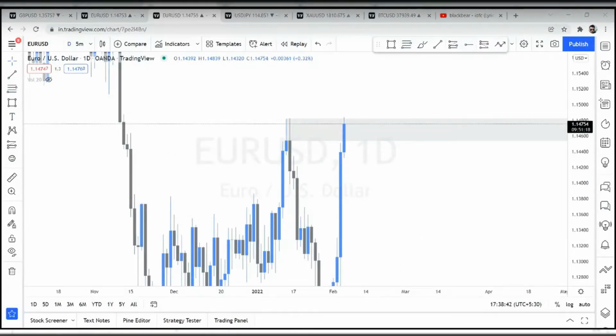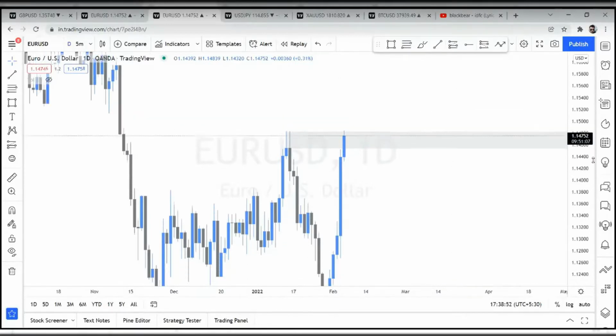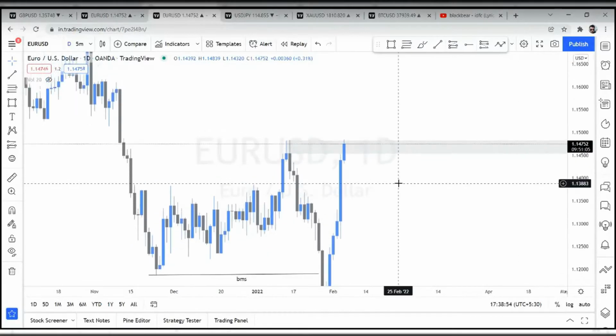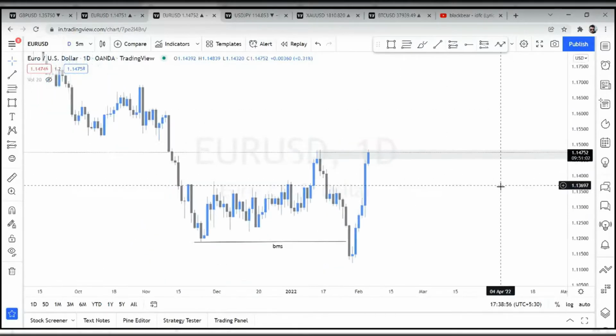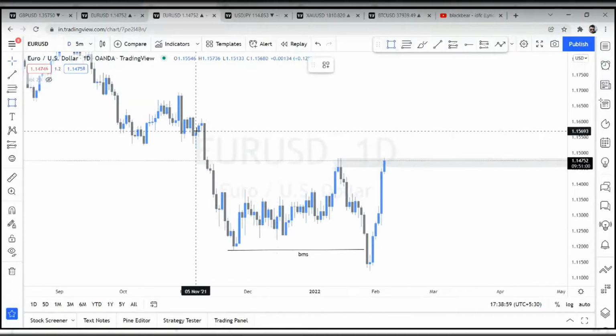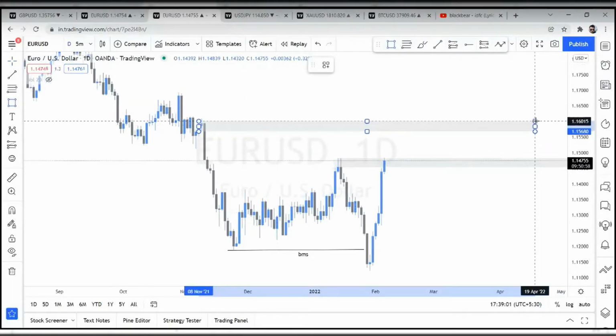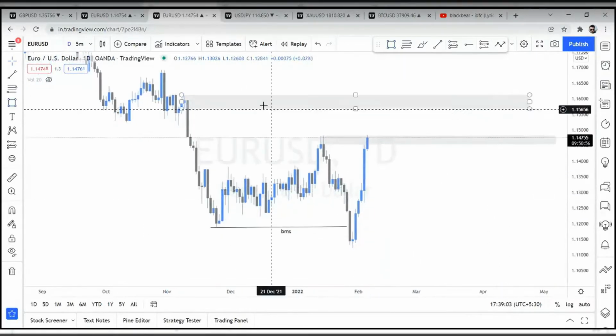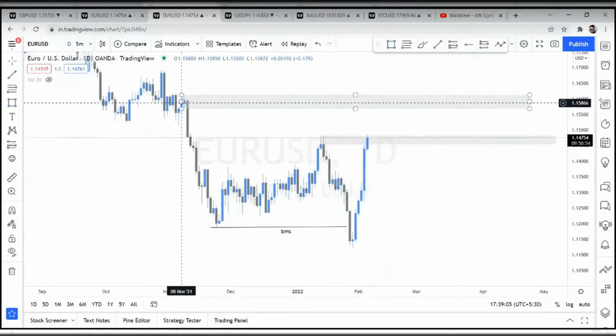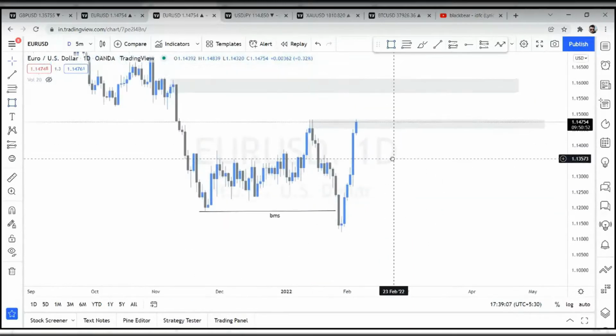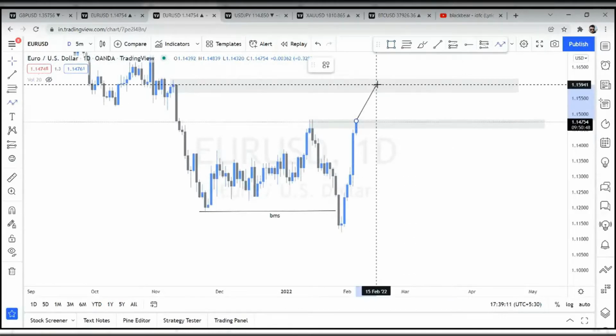Why? Because it can be either a grab of liquidity, or this may actually be the break of structure. And if this is the break of structure, what can we expect? Where is our next area that we can target? Right here. This is our next area that we will be targeting. Of course, price may just do somewhat like this.